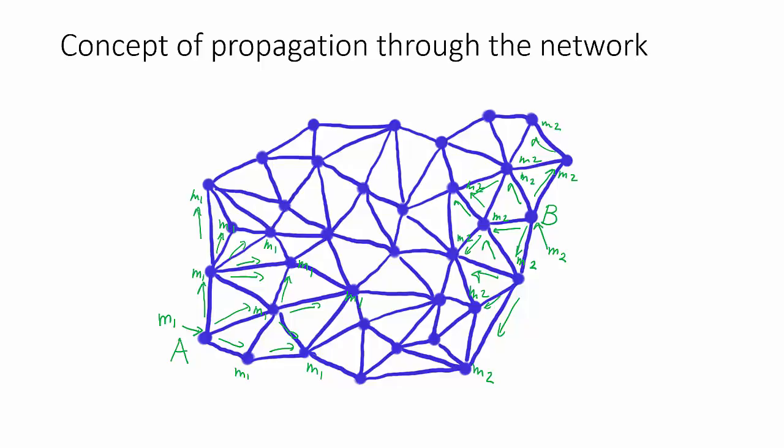The nodes at more or less equal network distance from A and B will receive M1 and M2 at more or less the same time, but it is not clear which one will arrive first. This effect of propagation of messages in the network leads to some interesting effects that we will see later.